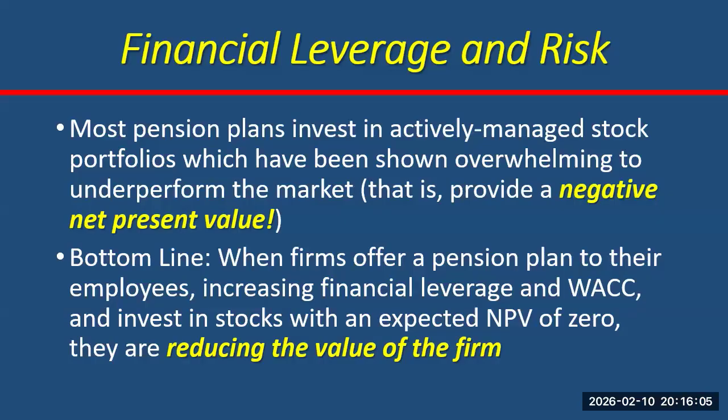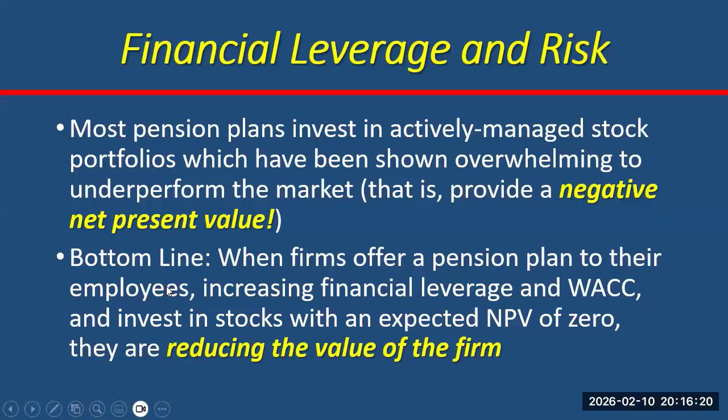80–90% of active managers underperform the market, which means the net present value is actually negative. Most pension plans have a negative net present value because they're paying managers to beat the market who are not beating the market. So it gets even worse than that. So just think about it.